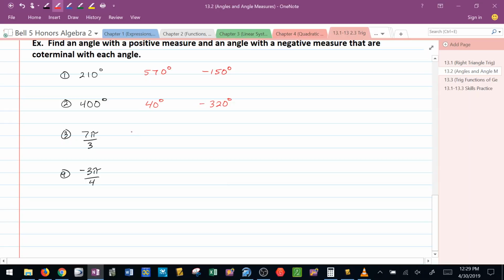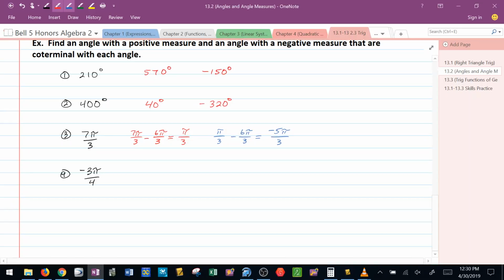Now in this case though, I'm going to take 7 pi over 3 and I'm going to subtract 2 pi, which is really 6 pi over 3, and I know that pi over 3 would be an angle that shares the same terminal side. Then I take that pi over 3 and I subtract 6 pi over 3. Again, that's 2 pi. And I know that a negative coterminal angle would be negative 5 pi over 3.